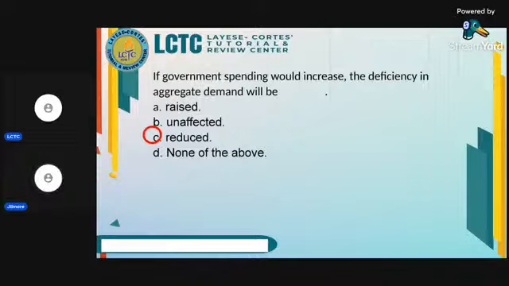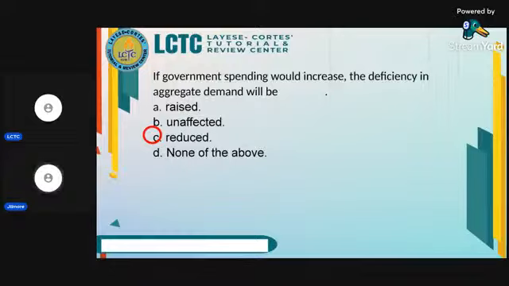If government spending will decrease, the deficiency in aggregate demand will rise. So it's just the very opposite. The government needs to spend. Its expenditure needs to increase in order to reduce the deficiency in the aggregate demand. The government needs to decrease its expenditure in order to lessen the excessive aggregate demand.